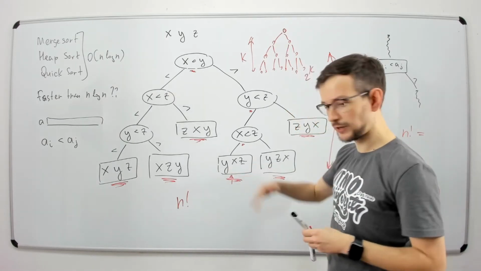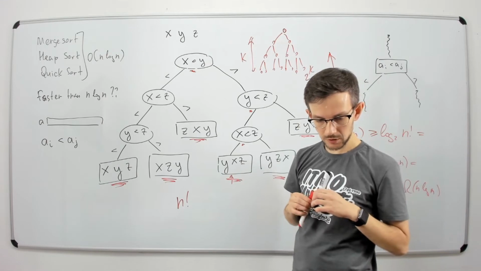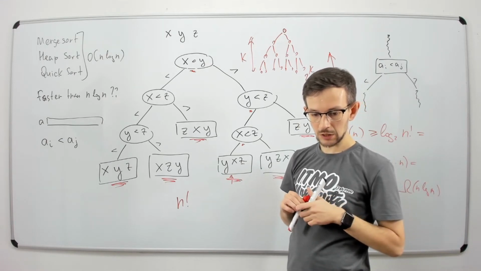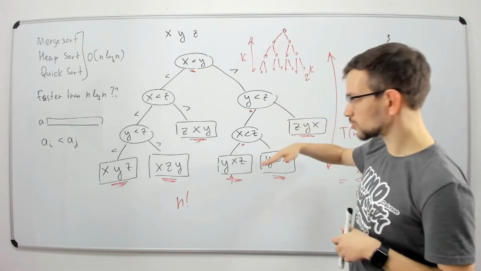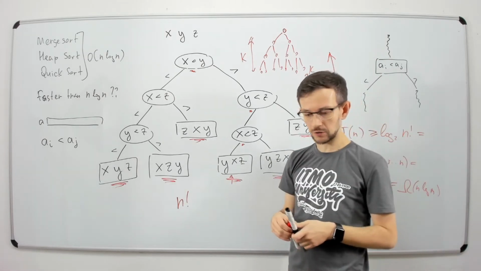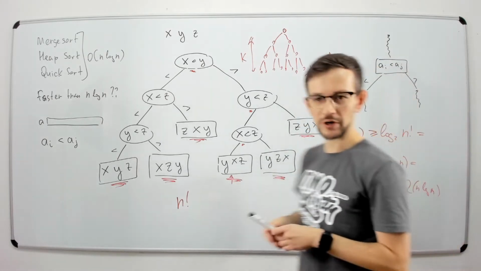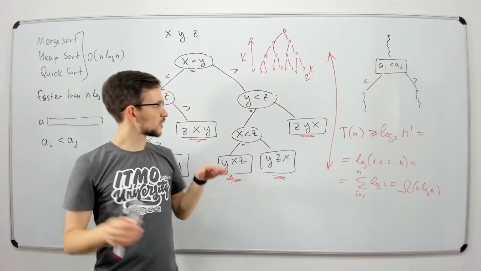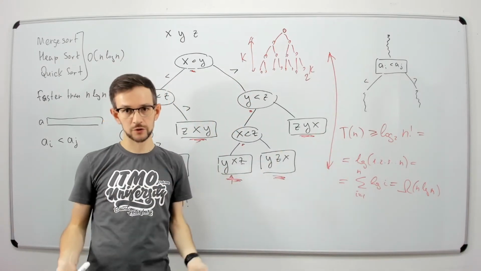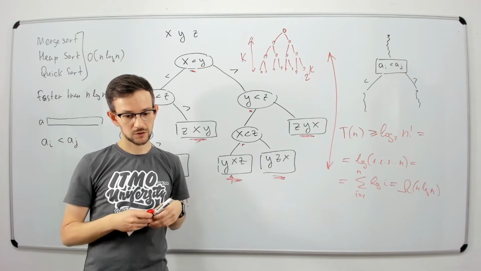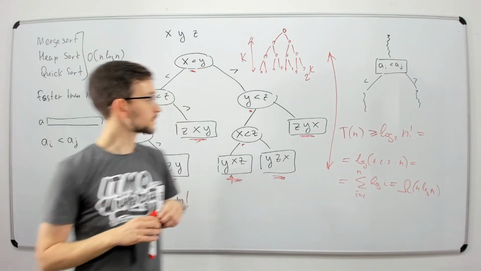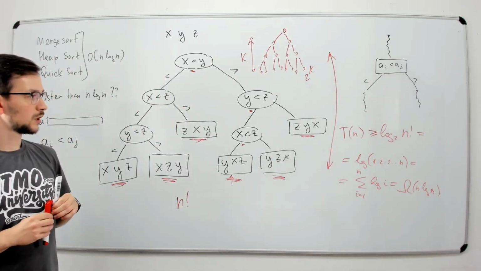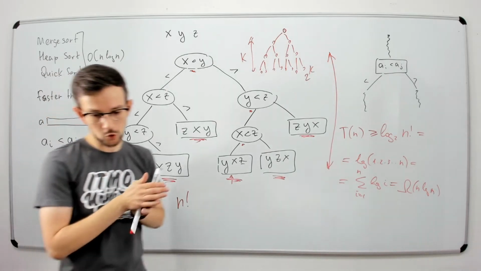Yes, we have n factorial leaves. That's right. The total number of nodes may be greater than n factorial, but we have greater or equal. Yes, the total number of nodes may be even bigger than n factorial. That's all. Cool.